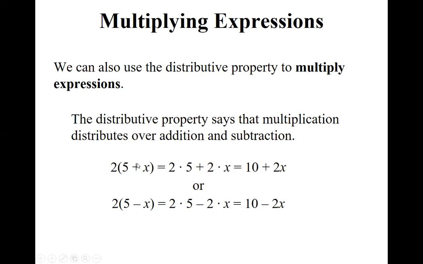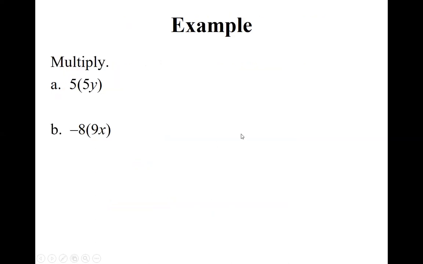We don't need to use the distributive property unless we are adding or subtracting inside the parentheses. So in these two, this is 5 times y. This is 9 times x. We're not adding or subtracting, so we're not distributing. Instead, we would consider the associative property. We can't do 5 times y, but if we change where the parentheses are, we can do 5 times 5. 5 times 5 is 25, so 25y.